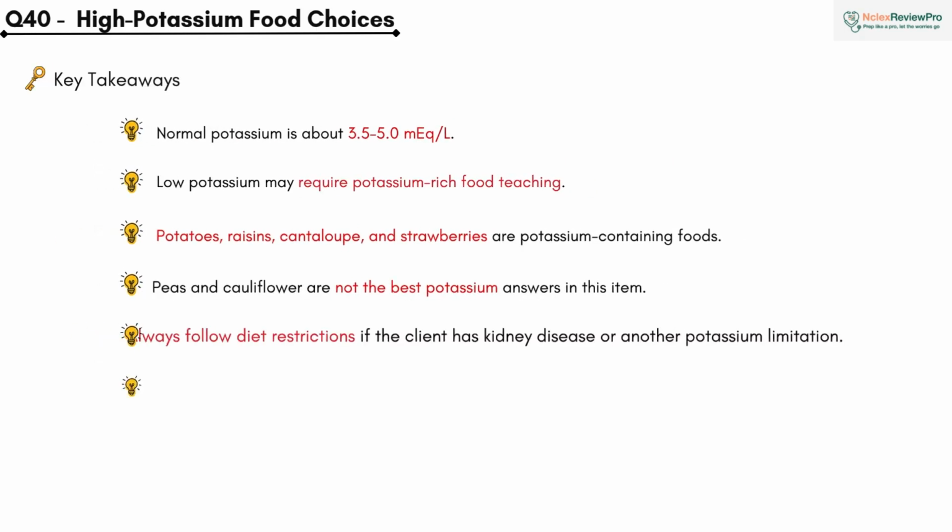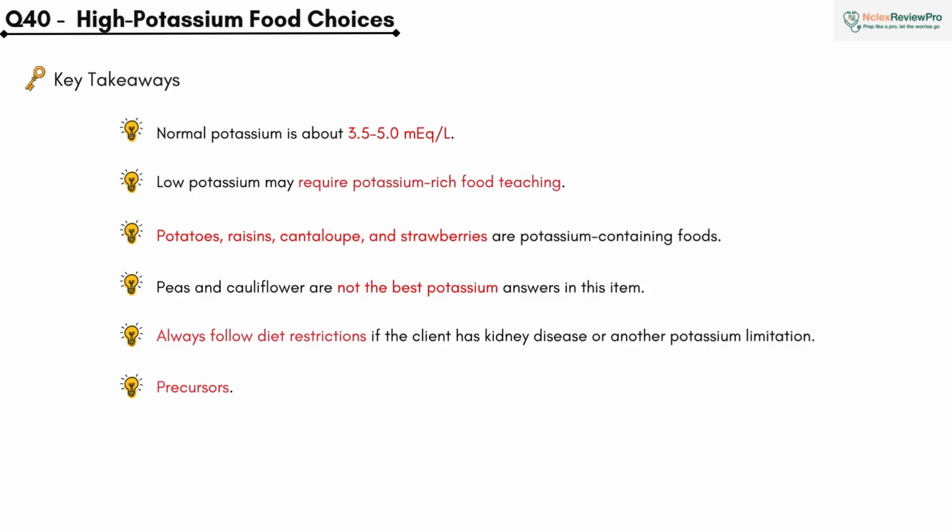The key takeaway is this. Normal potassium is about 3.5 to 5.0 milliequivalents per liter. Low potassium may require potassium-rich food teaching. Potatoes, raisins, cantaloupe, and strawberries are potassium-containing foods. Peas and cauliflower are not the best potassium answers in this item. Always follow diet restrictions if the client has kidney disease or another potassium limitation.